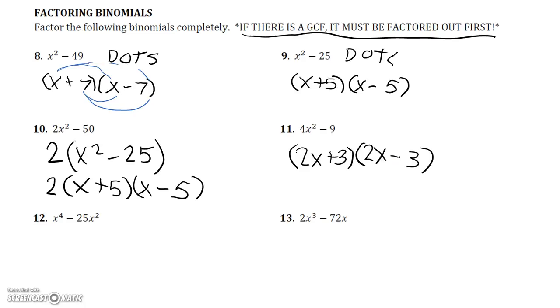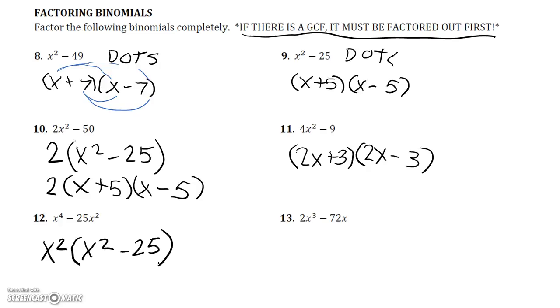Okay, moving on to number 12. If there's a GCF, it must be factored out first. We have x to the fourth minus 25x squared. What they have in common is x squared. So x squared is our GCF. Let's factor that out first. So when we take x squared out of x to the fourth, we're left with x squared. When we take x squared out of 25x squared, we're left with 25.